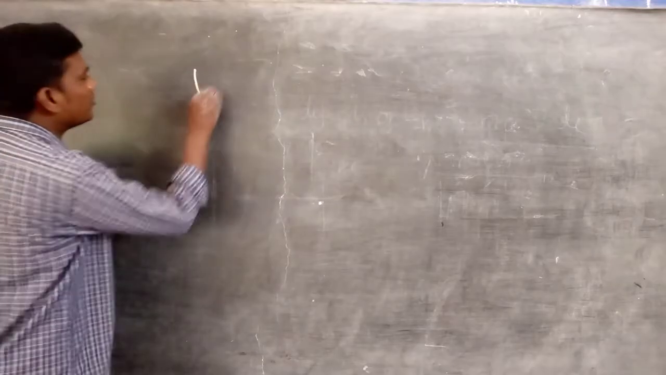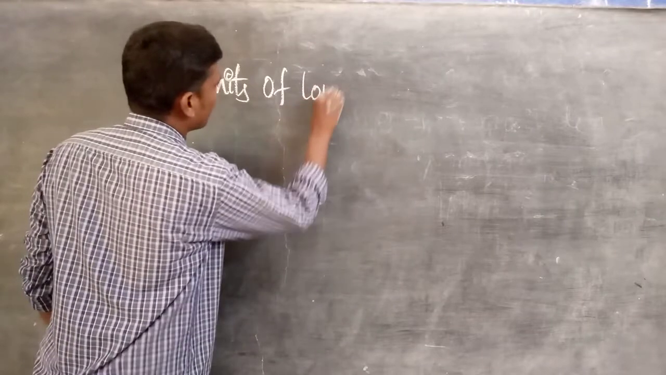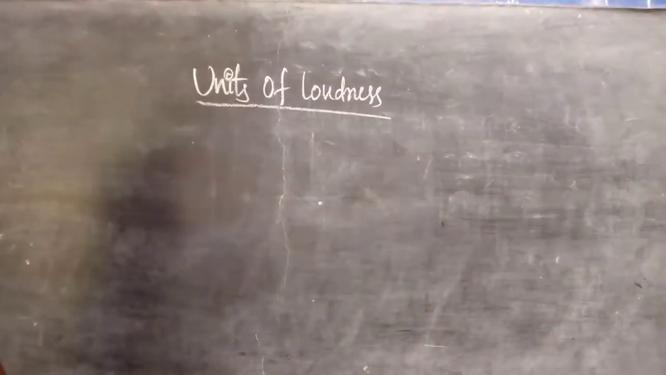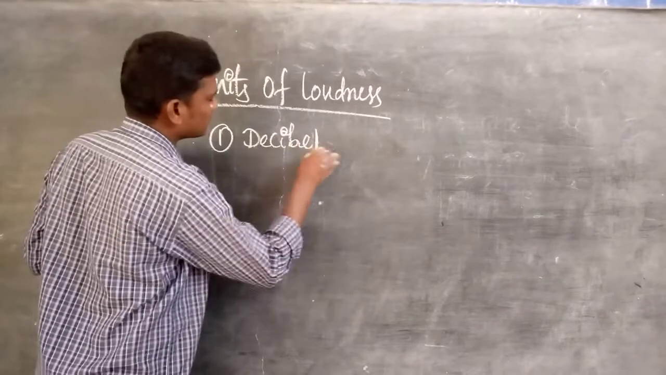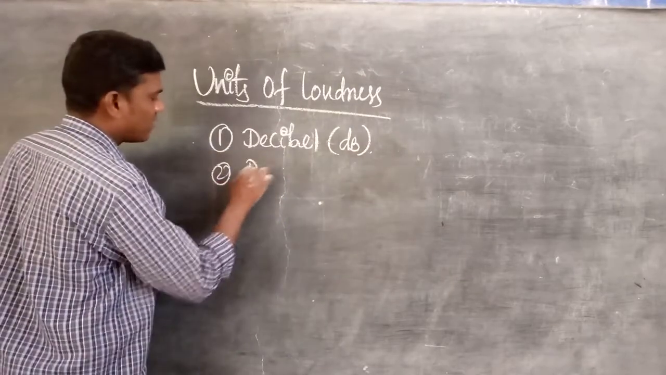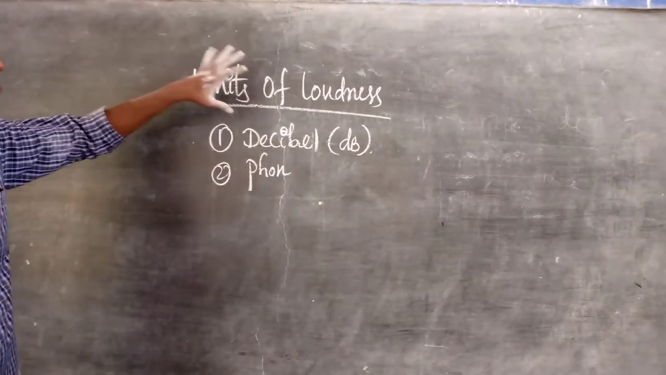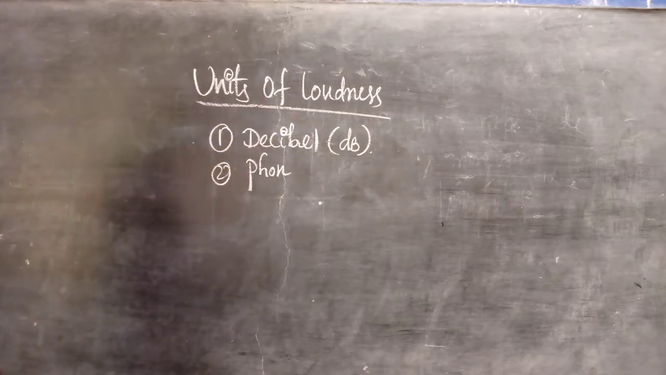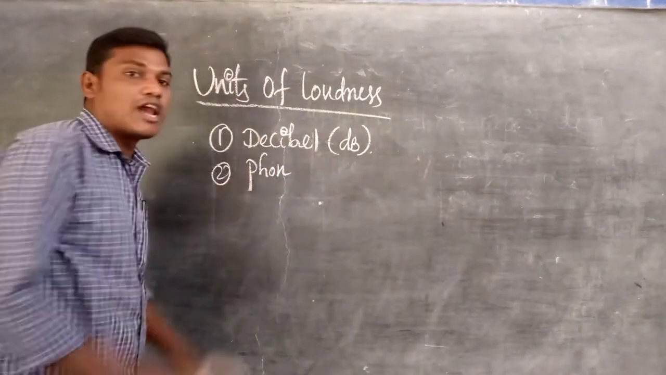And what are the units of loudness? It is also important. Two units are there mainly. First one is the decibel, simply written as dB. Second one is the phon, based on the intensity of the sound. Mainly the loudness is measured using decibels. In some cases, another unit, the phon, is used. These two are the units of loudness.